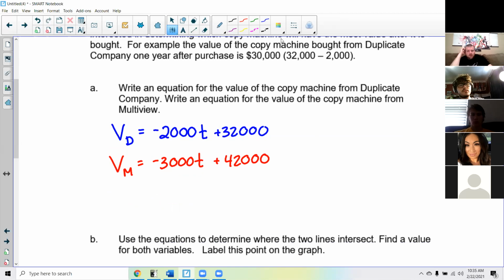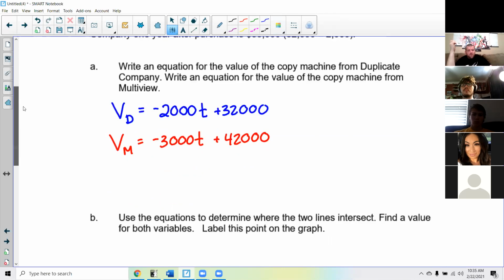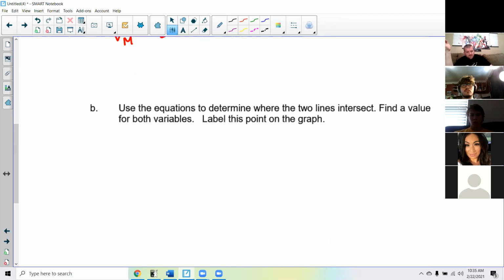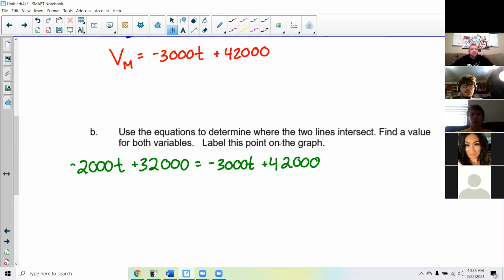Just stop me if you have any questions at all. So then this says, use the equations to determine where the lines intersect. I want to know when the values of these machines are the same. I want to know when this value equals this value. So when does negative 2,000 T plus 32,000 equal the other value, negative 3,000 T plus 42,000? Just set their value equations equal to each other. And now it's a matter of just solving for T.